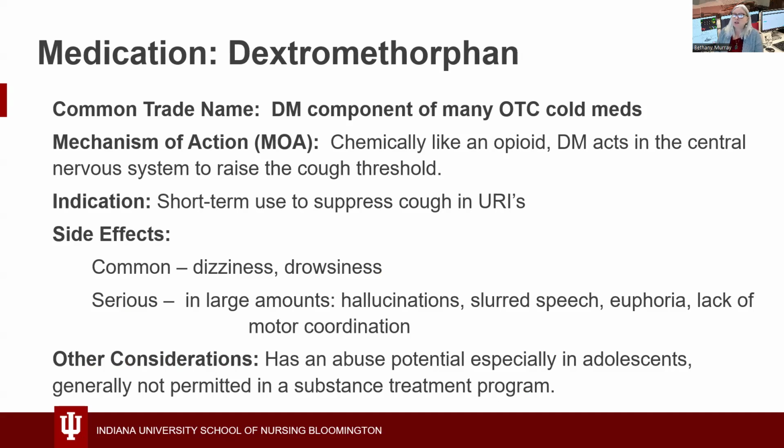Secondly, the most common side effect of dextromethorphan is drowsiness. So they're very helpful to be added to a nighttime cold medicine to assist in sleeping through the night. You can experience some dizziness as well. These do cross the blood-brain barrier to suppress cough, so you're going to have some neurological side effects. In very large amounts, you can have very large neurological side effects like hallucinations or delusions or slurred speech or euphoria or even a lack of motor coordination. There is an abuse potential because of this crossing the blood-brain barrier, particularly in adolescents or adults who have substance use disorder.